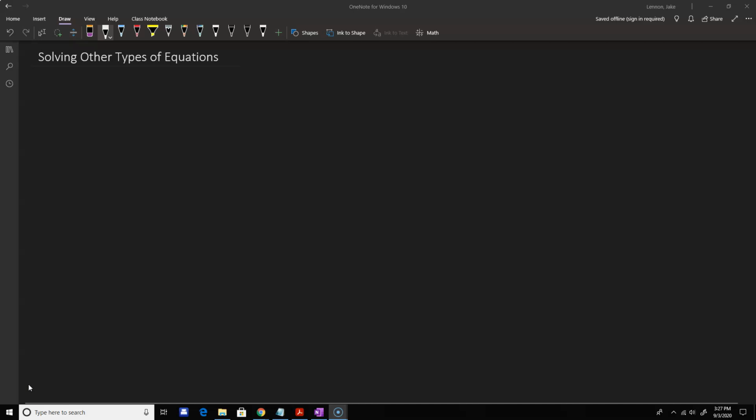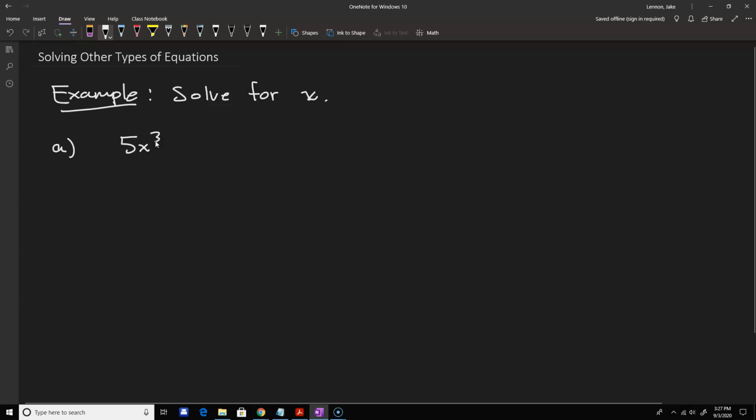So the first few will involve factoring, so let's go ahead and look at that. Example. We want to solve, so we'll say solve for x. And this first example will have 2. Let's say we have 5x cubed minus 10x squared equals 0. Well, in this one, basically what we have is a greatest common factor that we can take out.